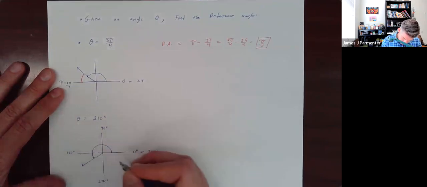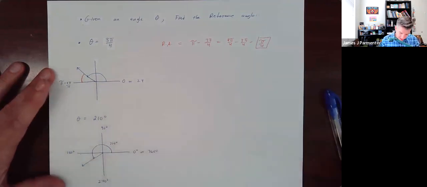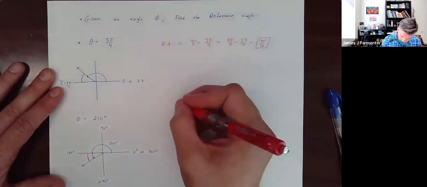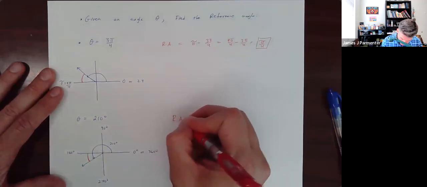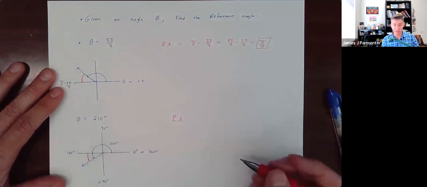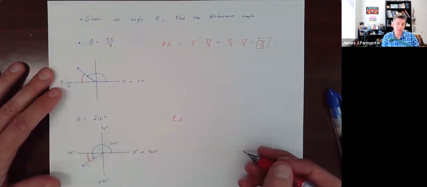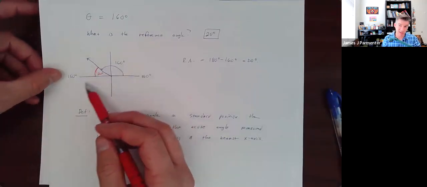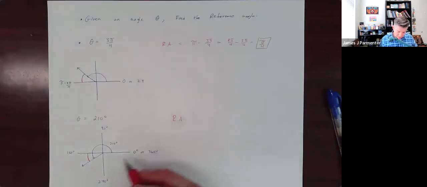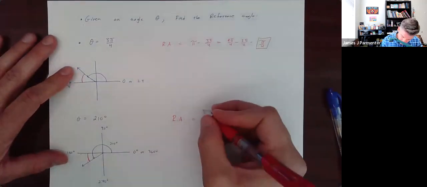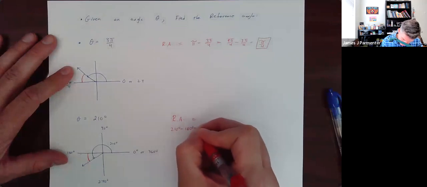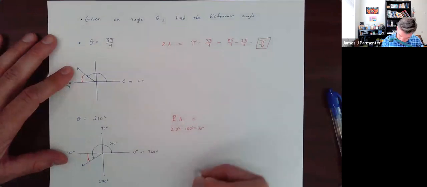There's my 210. My reference angle now looks like this. There is my reference angle right there. So here, if I calculate my reference angle, it's still the difference between 210 degrees and 180 degrees, but the subtraction has to go the other way, right? When I did the previous one, when the angle was in quadrant 2, I did 180 minus 160 because 180 was the bigger angle. But now, if I want to find the reference angle here, it's going to be 210 degrees minus 180 degrees, which is going to be 30 degrees.